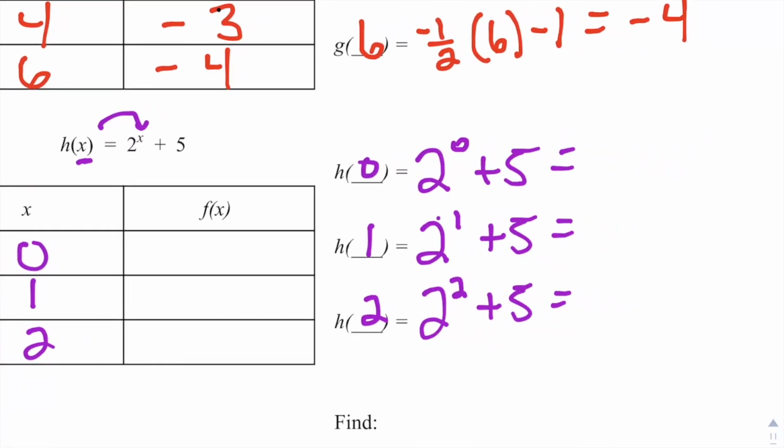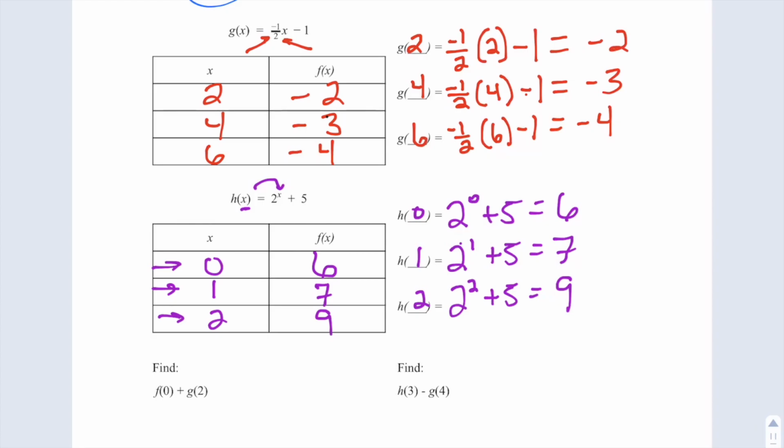2 to the 0 power, anything to the 0 power is always just 1. So 2 to the 0 power is 1, plus 5 is 6. So our output here is 6. 2 to the first power is 2, because anything to the first power is just itself. So 2 to the first power is 2, plus 5 is 7. And then lastly, 2 to the second power is just 2 squared, which we know is 4, plus 5, which is 9. That's how you evaluate functions at given values.